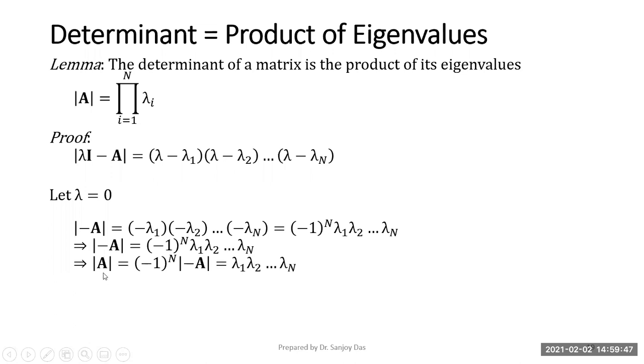Whence the determinant of A itself will be, by the property of determinants, -1 to the power of n times the determinant of minus A. Okay, which is simply the product of the eigenvalues. So the determinant of the matrix is the product of its eigenvalues.